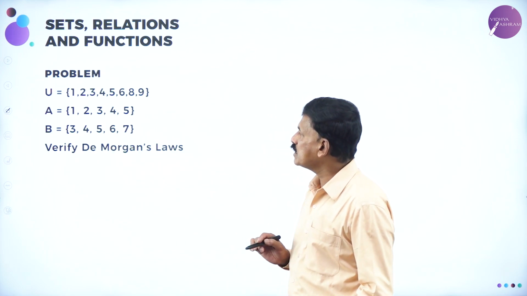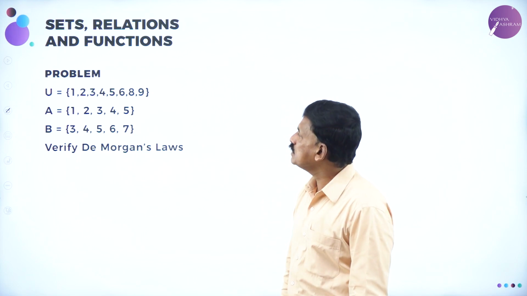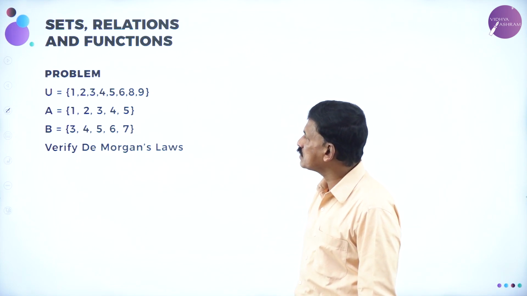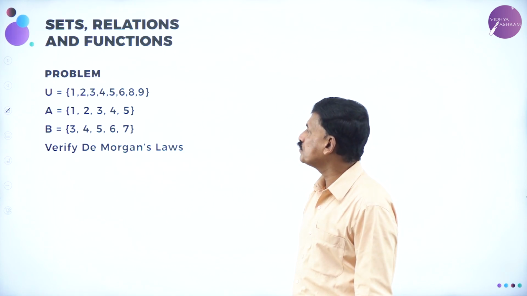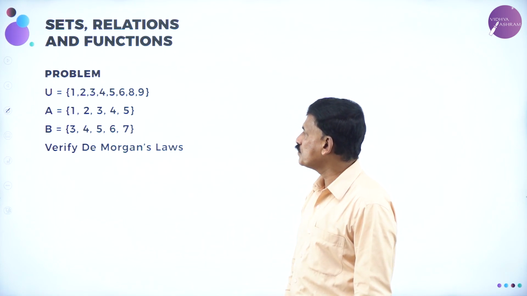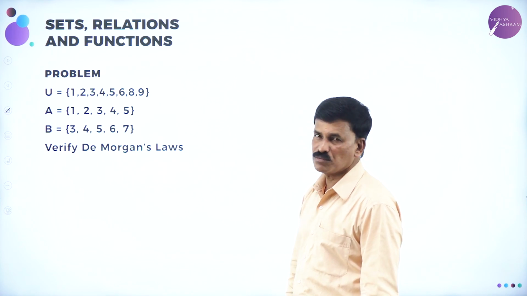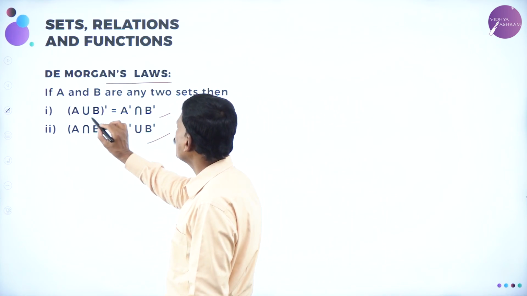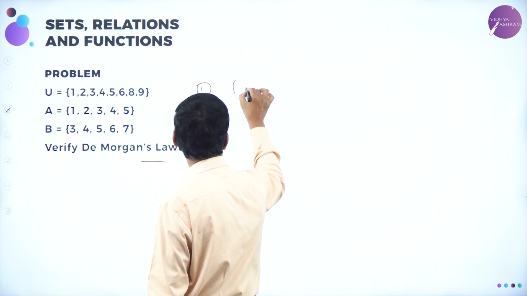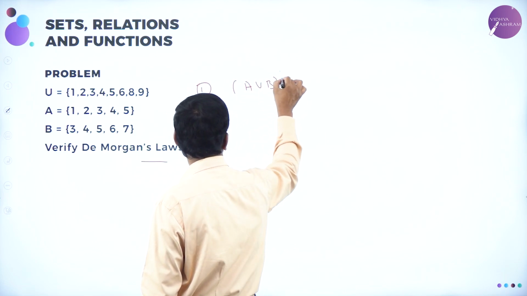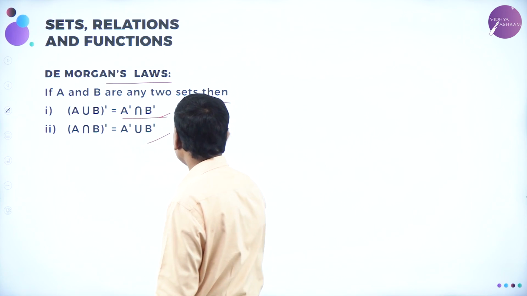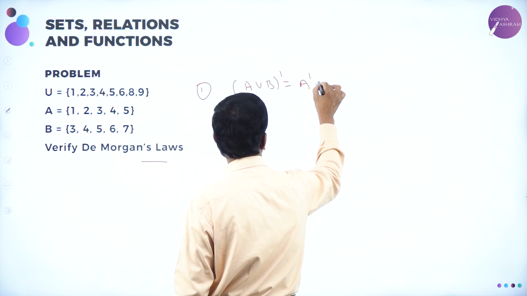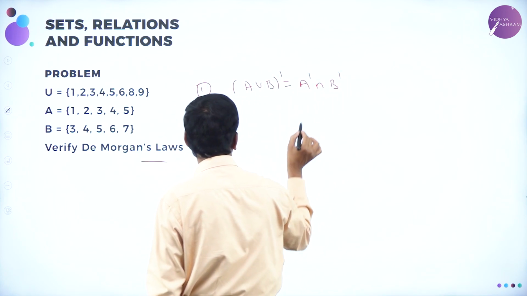Now, let us take a small example on this. What is given? U is equal to 1, 2, 3, 4, 5, 6, 7, 8 and 9. A contains 1, 2, 3, 4, 5 and B contains 3, 4, 5, 6, 7. Verify De Morgan's law. Let us verify the first De Morgan law, to prove that (A union B) whole dash is equal to A dash intersection B dash.